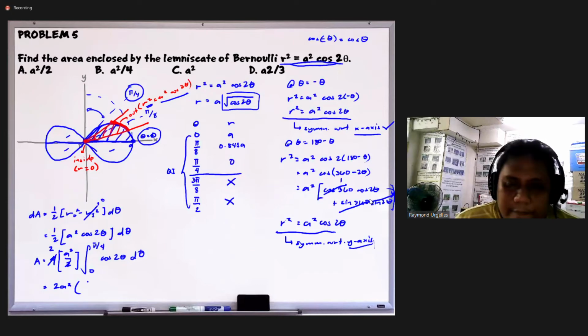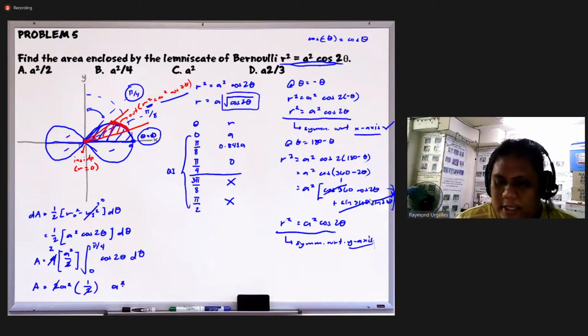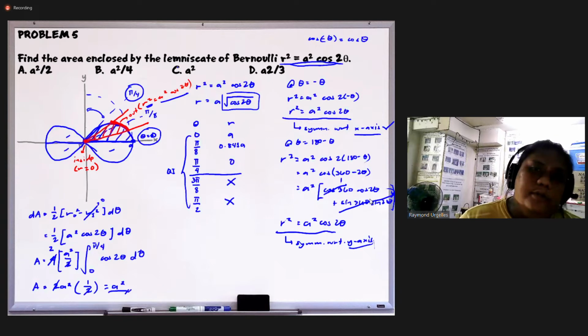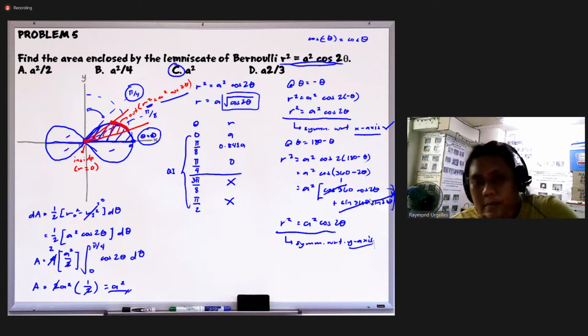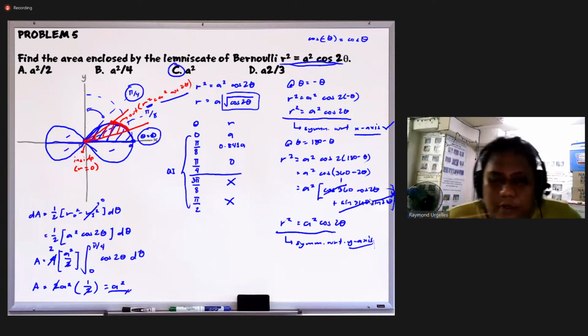So this is 1/2, no? Okay? So these will cancel. So we will see that it is equal to a squared, right? So therefore, we have the answer. Okay? So again, it is better to draw the problem first.